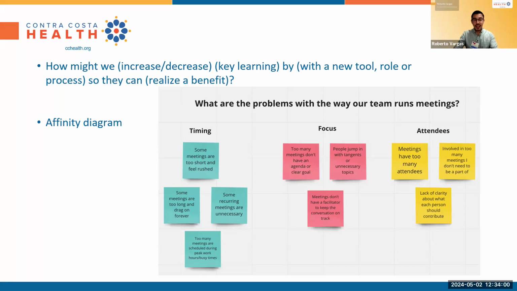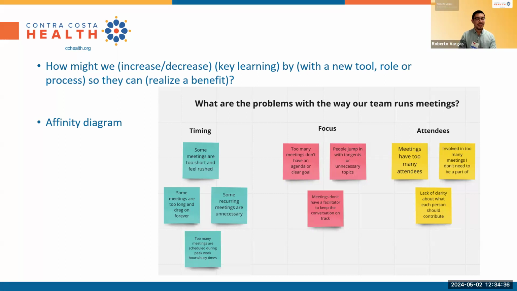So then you're saying, because I've now created these buckets and I've now categorized them, I can now dedicate time to certain initiatives towards these problems. Something about timing, something about focus, something about attendees, and thinking about how might we now solve the timing issue? How might we improve this focus? How might we improve the attendance and clarity of what they're expected to do?